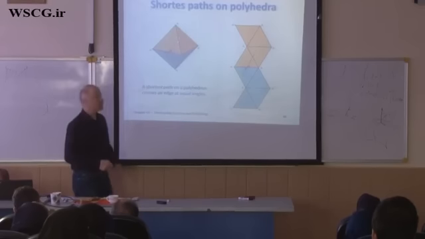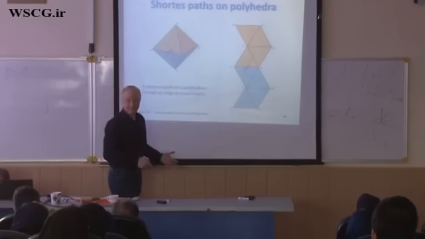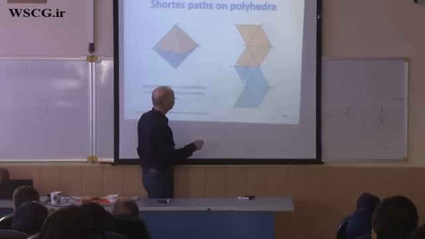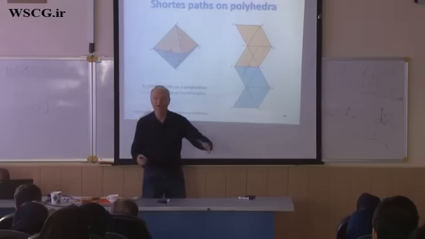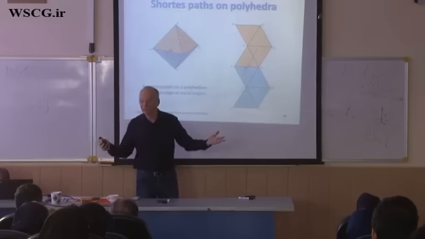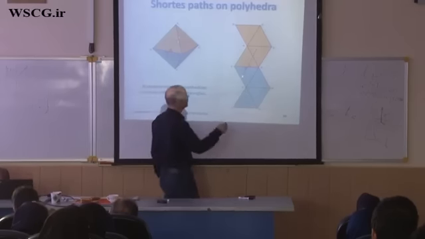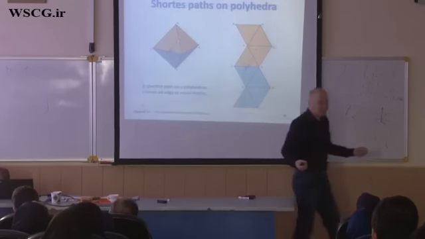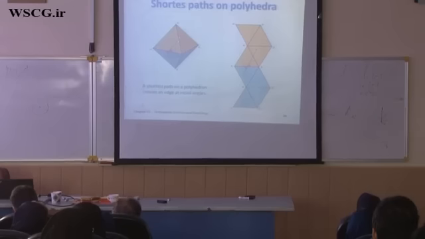Then this polyhedron, at least locally, I can unfold. I take two neighboring faces here. I unfold. How do I get the shortest path on a polyhedron? I do an unfolding, and in the unfolding, a shortest path must be straight. The shortest connection between two points in the plane is a straight line.